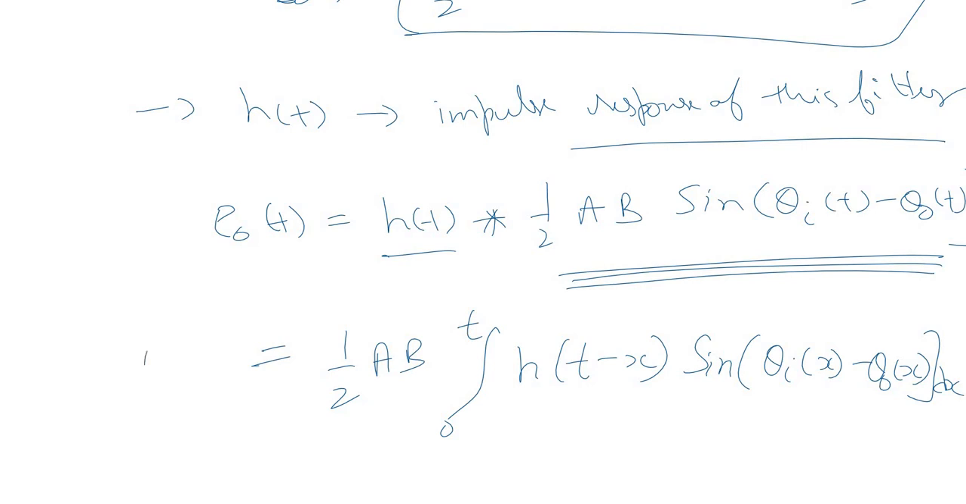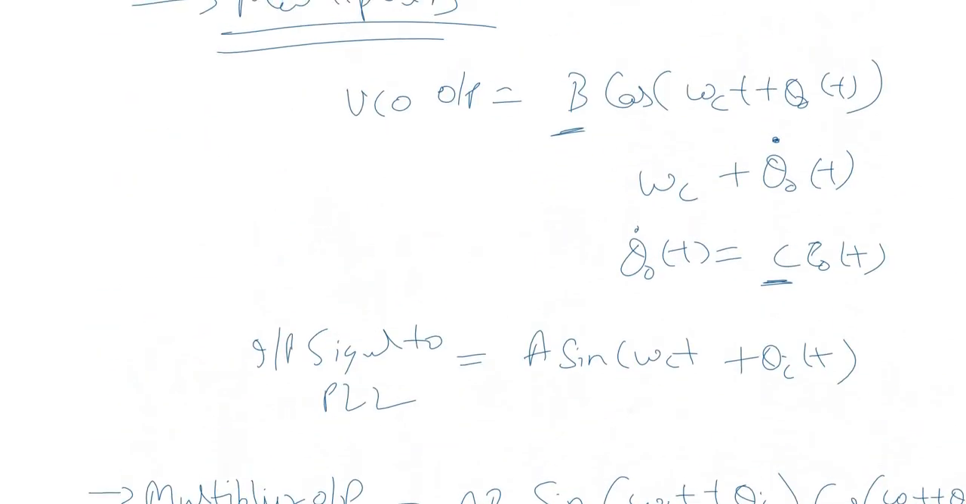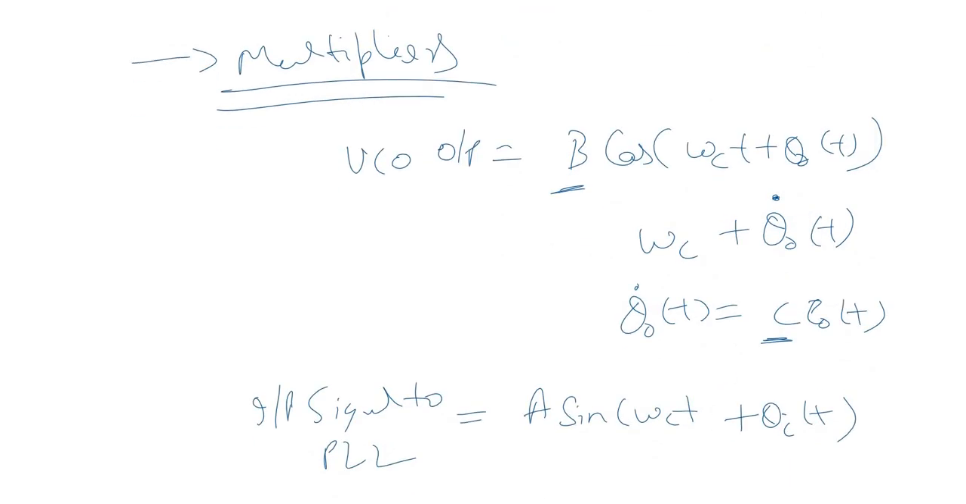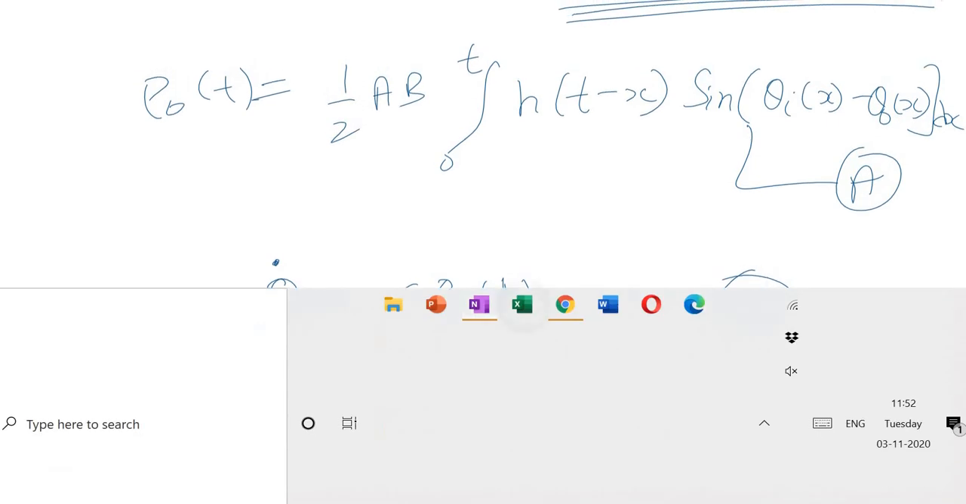Let us label this equation as equation A, and we already know that theta naught dot t is equal to C into E naught t. Let us name this equation as B, which is the change in the frequency of the VCO. We've already seen this previously: theta naught dot t is equal to C into E naught t, which is nothing but the change in the free running frequency. Okay, so let us substitute A in B.